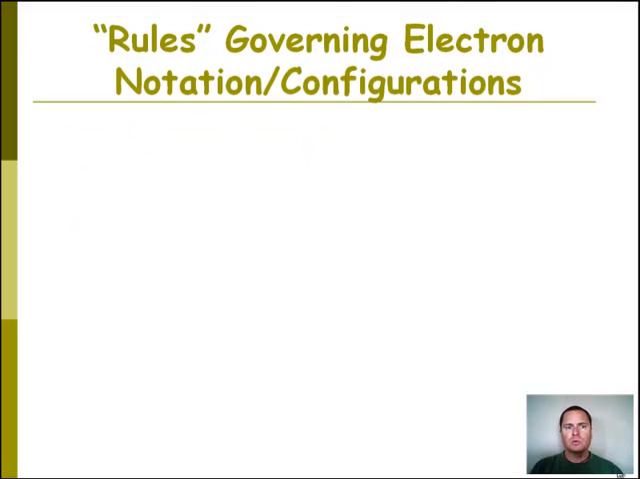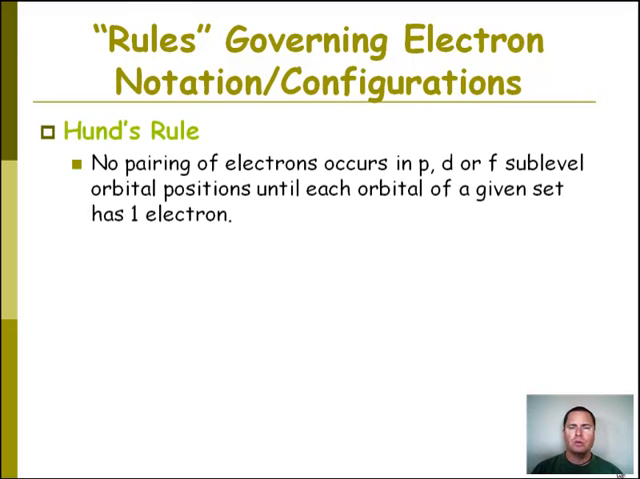All right. The next rule is Hund's rule, and Hund's rule states that no pairing of electrons occur in the P, D, or F sublevels and positions until each orbital of a given set has 1 electron. So each circle gets 1 electron or 1 slash or 1 arrow before you start doubling them up.